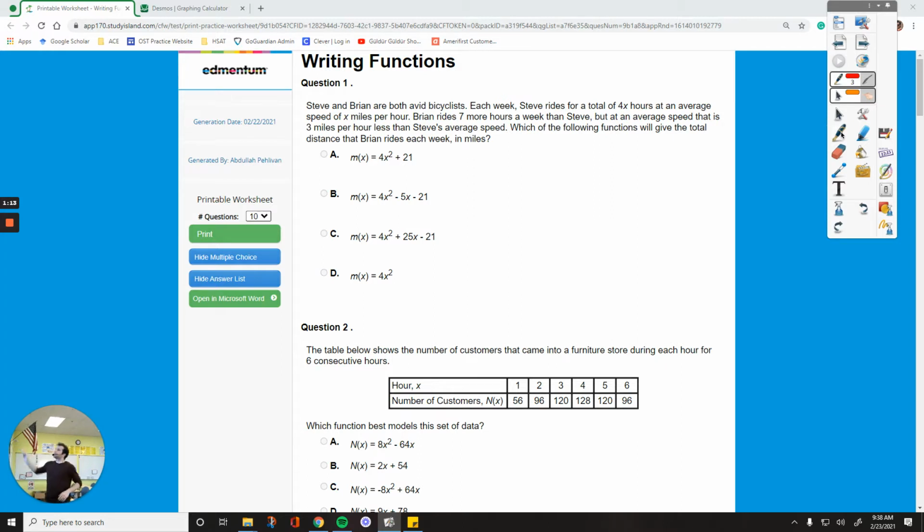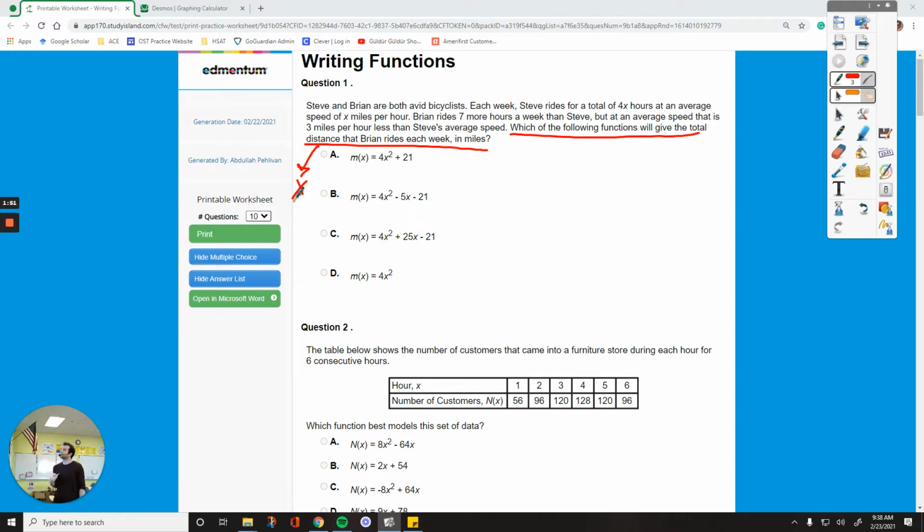So the first question, we have two guys, Steve and Brian. They were both avid bicyclists. So here's a hint with the word problems. If you read the question first, it's going to be easier for you to understand what you're going to find in the end. That way, you know what kind of information you're looking for. So if I read the question, it says, which of the following functions will give the total distance that Brian rides in each week? So distance usually is represented by x in physics and math.